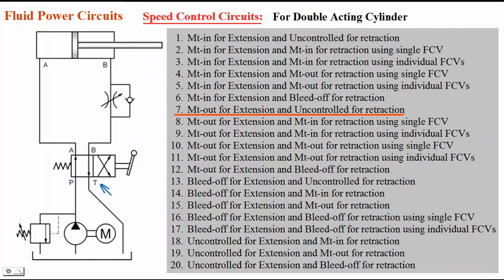and oil will flow from P to B. It will flow through this check valve to the cylinder. So this is free flow. So that's why retraction speed is not controlled. So that's why it is uncontrolled during retraction.